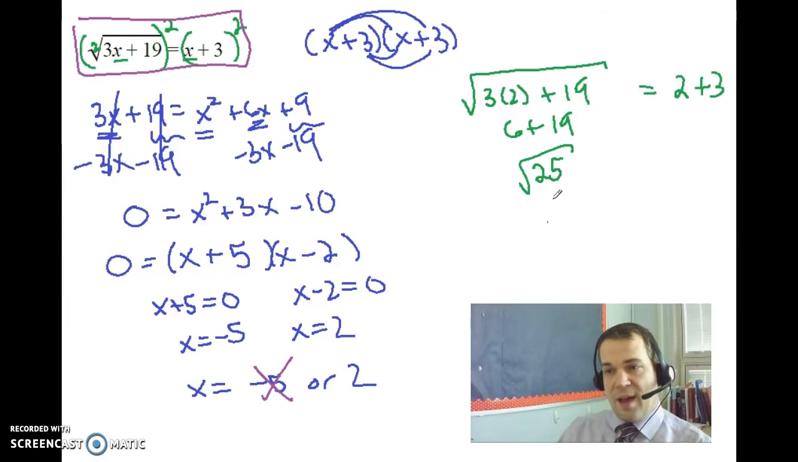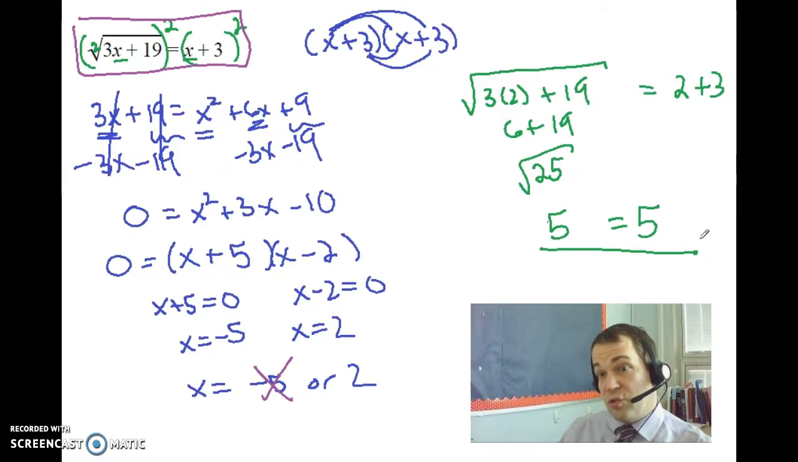Left side, square root of 25. The square root of 25 is 5. The right side becomes simply 2 plus 3. 2 plus 3 is also positive 5. So we get the statement 5 equals 5, which is true. And that means my answer here is x equals 2.